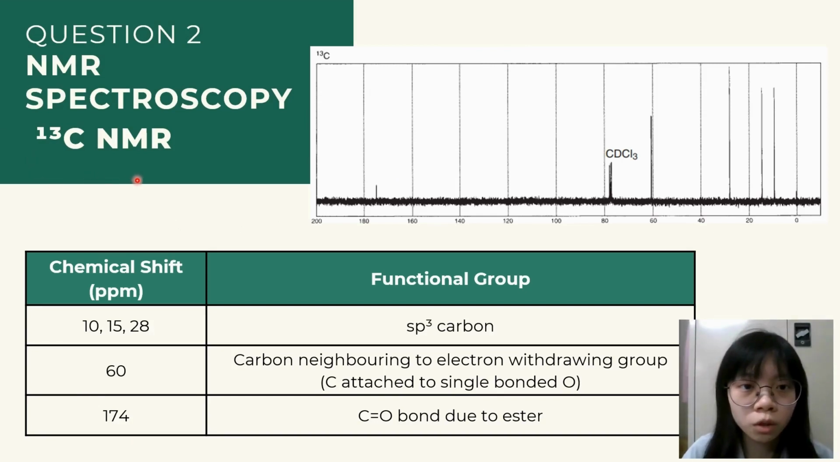This is the carbon-13 NMR of the unknown compound. There are 5 peaks in the spectrum, meaning that there are totally 5 carbon atoms in the compound. The peaks at chemical shifts of 10, 15, and 28 are characteristic of sp3 carbon. The peak at chemical shift of 60 is a carbon neighboring an electron withdrawing group. In this case, it is the carbon attached to a single bonded O. And the last peak at chemical shift of 174 is characteristic of a carbonyl group, and at this value it is the C double bond O in the ester.